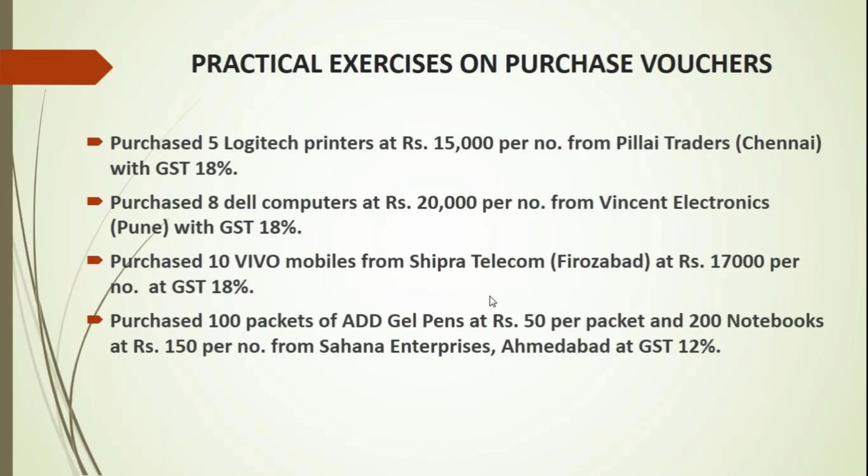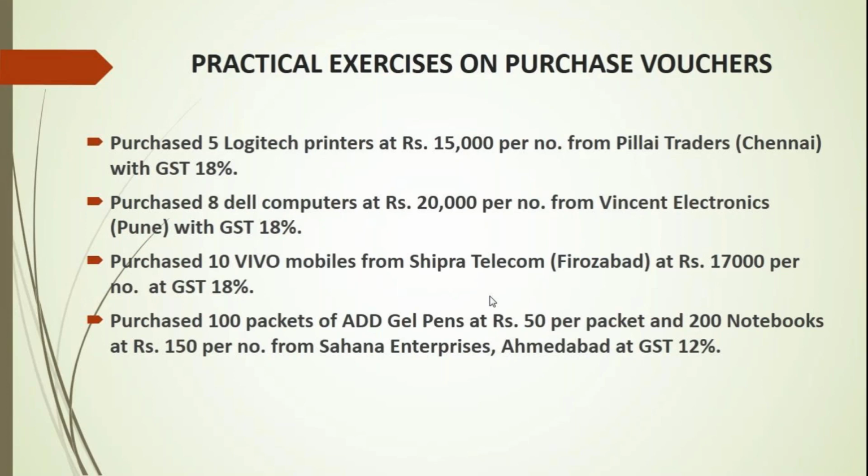One we have is this Agile pens. Second we have is this notebooks. And from whom we have purchased? From Sahana Enterprises, Ahmedabad. So here, which is the state name we have to give here? We have to give Gujarat as the location of the supplier.